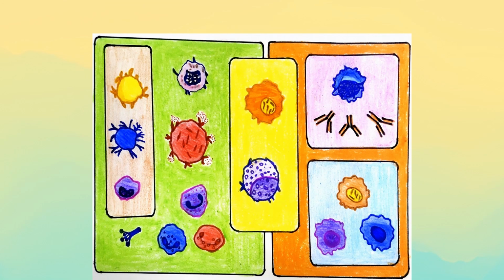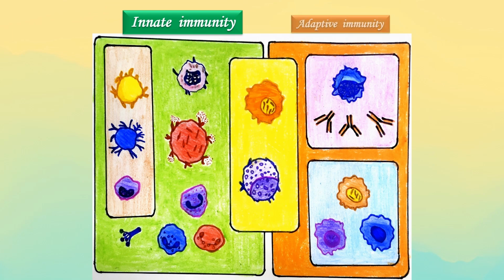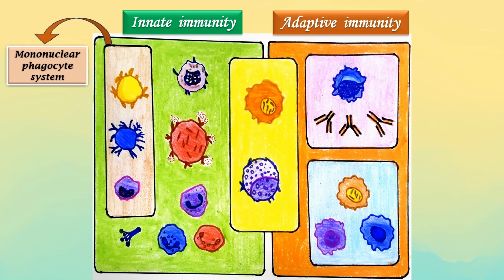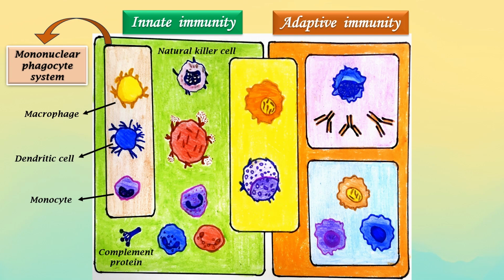This picture represents the components of innate immunity and adaptive immunity. In innate immunity, the mononuclear phagocyte system comprises macrophage, dendritic cell, and monocyte. Other components include natural killer cell, complement protein, and phagocytic cells such as mast cell, basophil, eosinophil, and neutrophil.